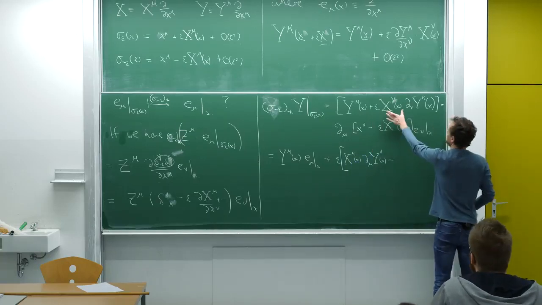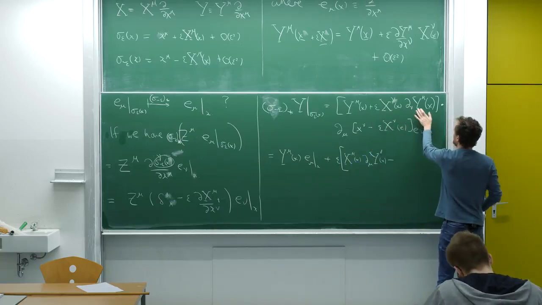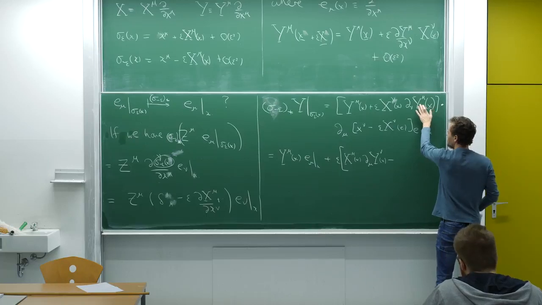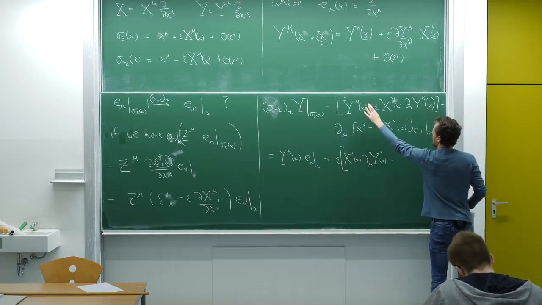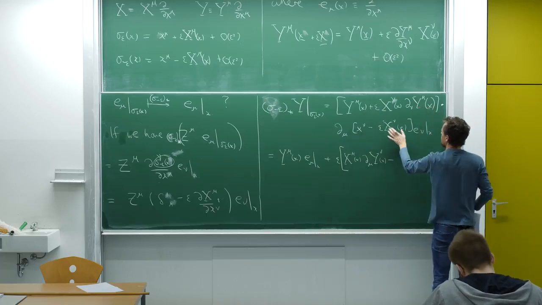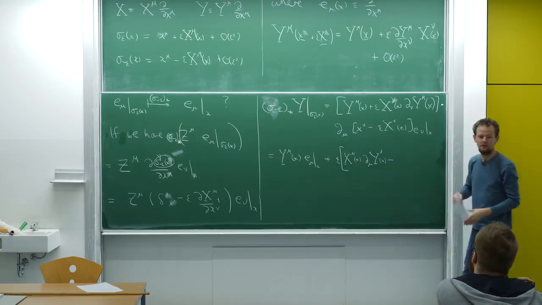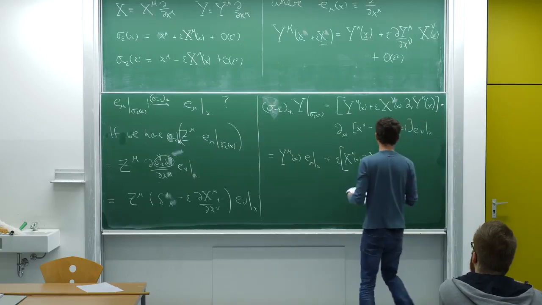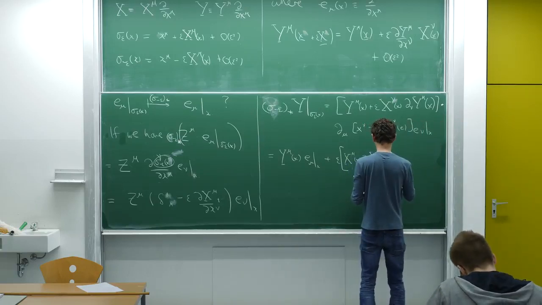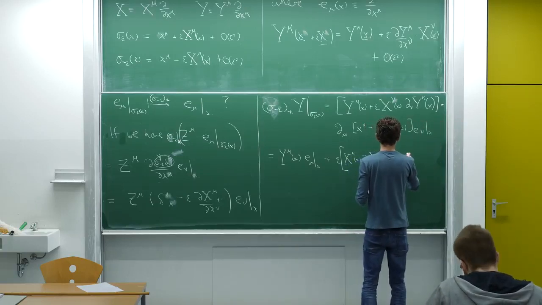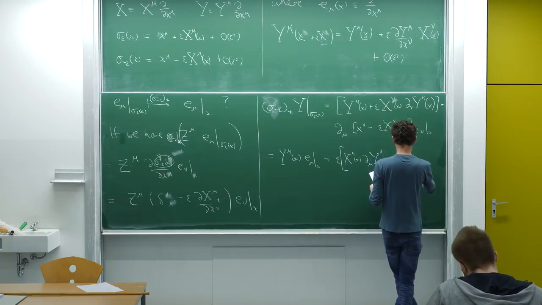So you get x^μ ∂_μ y^ν ∂_ν, minus y^μ ∂_μ x^ν ∂_ν. So you'll learn to recognize this combination in future.